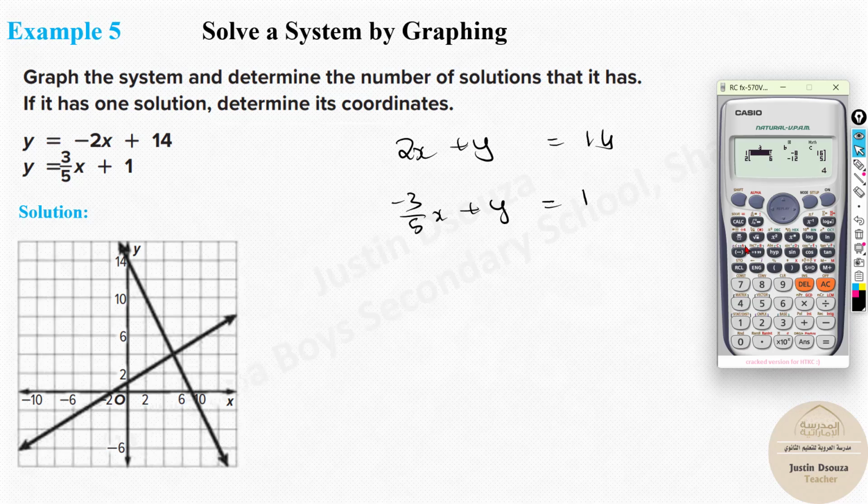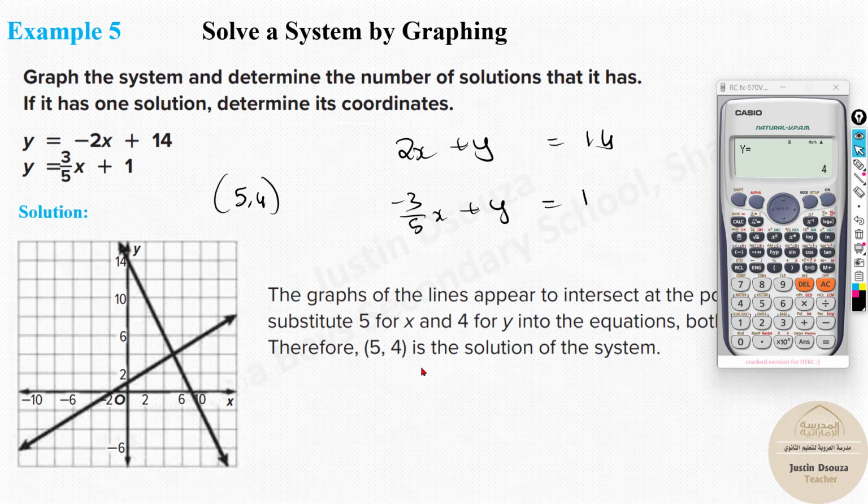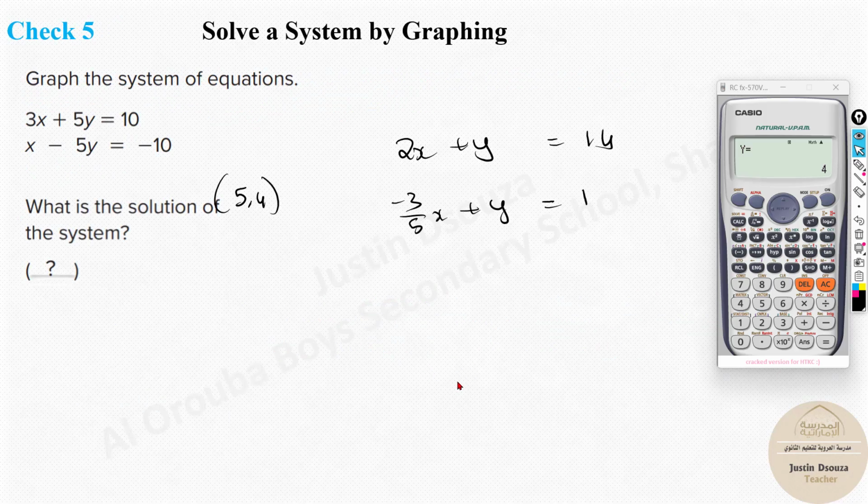Here, if I just press on, the mode remains, and then all I do is substitute the values 2, 1 and 14 here, and it's -3/5, that's 0.6, and 1 and 1. What is the solution? It's x is 5 and y is 4. So the solution is 5, 4. This is from graphing. Graphing, we knew that it's going to be somewhere like that. But that's the answer. See, that's the solution.